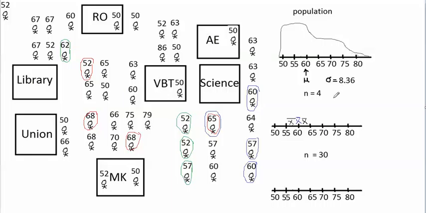Now that we understand the idea of sampling variability, I wanted to talk about a new idea called a sampling distribution. A sampling distribution is a collection of outcomes based on all possible samples of a certain size.